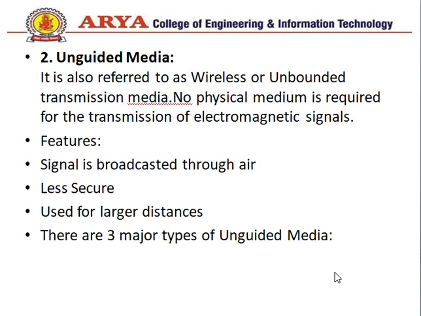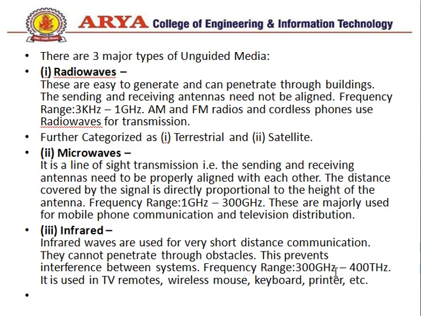There are three major types of unguided media. First is radio waves, second microwaves, and third infrared. Radio waves are easy to generate and can penetrate through buildings. The sending and receiving antennas need not be aligned. Frequency range is from 3 kHz to 1 GHz. AM and FM radios and cordless phones use radio waves.